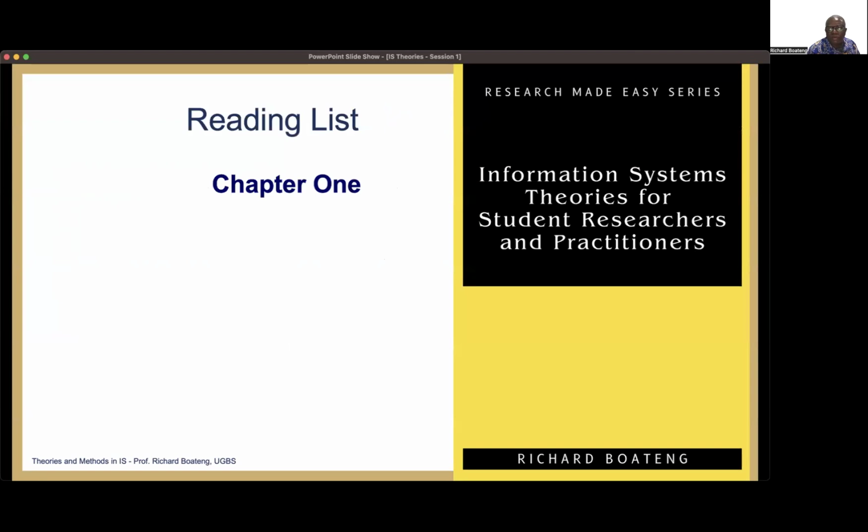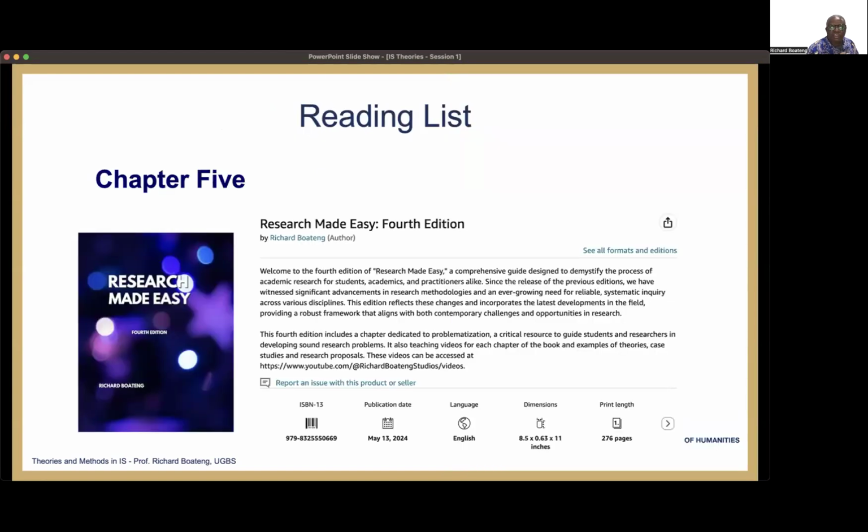We'll be drawing on a book that I wrote titled Information Systems Theories for Students, Researchers, and Practitioners. We'll be looking at chapter 1 of that one, and that's a very good book. It's a free ebook sponsored by the Danida, that's the Danish International Development Agency. And then we would also be drawing on another book of mine called Research Made Easy, which you can buy from the Legon bookshop or from Amazon.